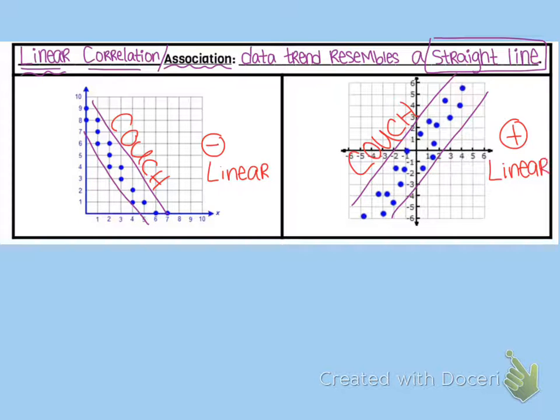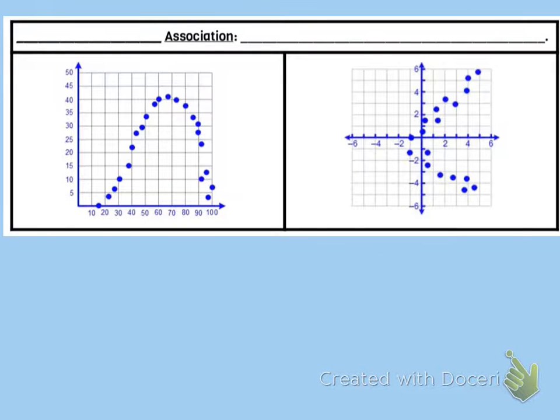Okay, so with linear associations, there are two types. You can have a positive linear association, or you can have a negative linear association. Either way, they're both linear because the data resembles a straight line. Okay, so we're going to go ahead and look at our second type of association.